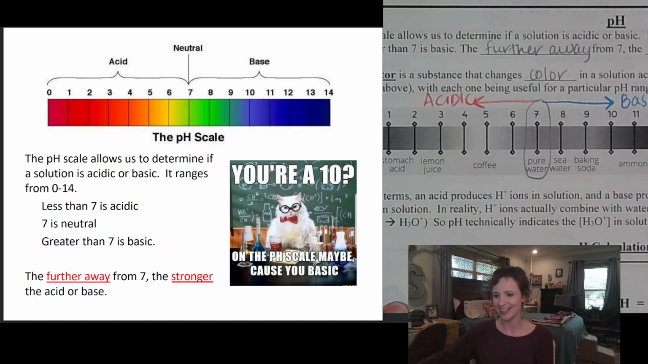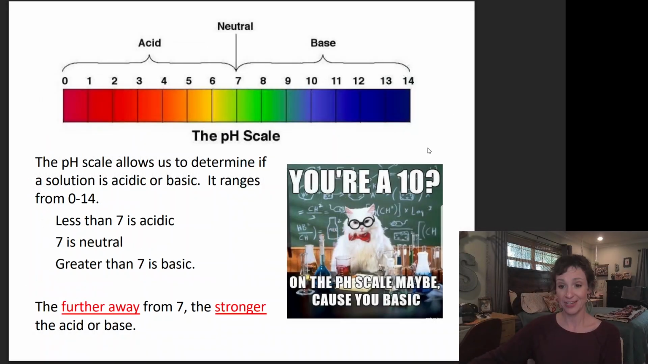Okay, so we unpacked that a little bit more. We have our cute little pH scale labeled. We have a fun joke: you are a 10 on the pH scale, maybe because you're basic.